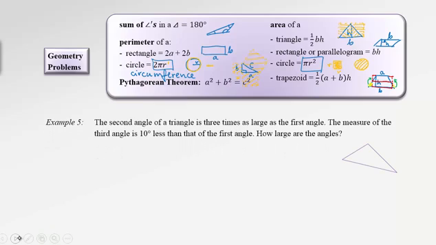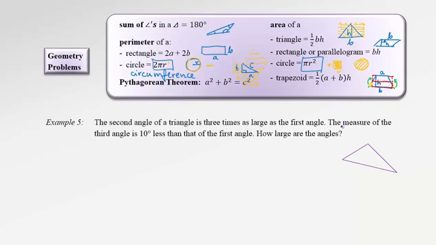Okay, let's look at the first example. The second angle of a triangle is 3 times as large as the first angle. We are talking about a triangle, we are talking about angles, so the first thing that comes to my mind is we most likely will be using this fact that the sum of angles in a triangle is 180 degrees.